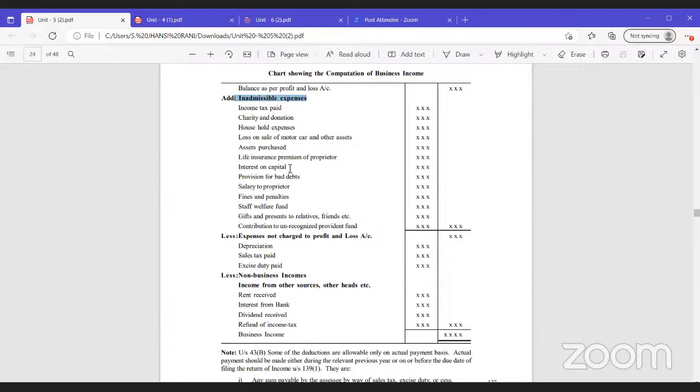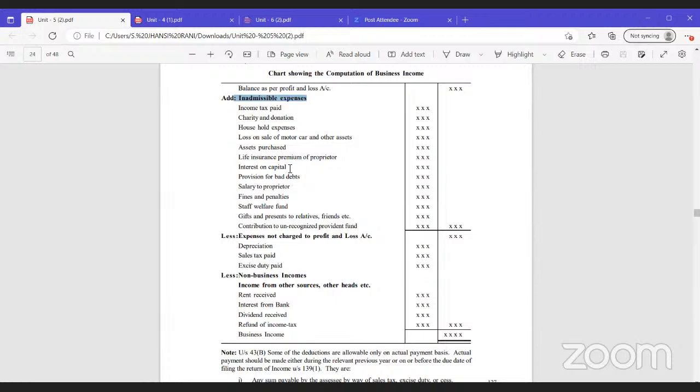Interest on capital. I am the owner. I invested in my stationery shop to purchase books. Do I really take interest on that? No, I won't. Why would I? If I gave a loan to some outsider, I would ask for interest on that loan. But whatever I invested in my own business, why would I take any interest? No, that is not a business expenditure.